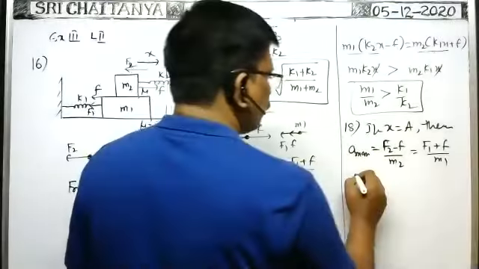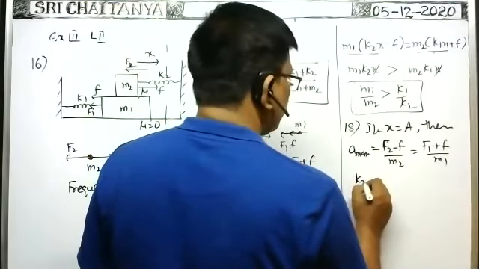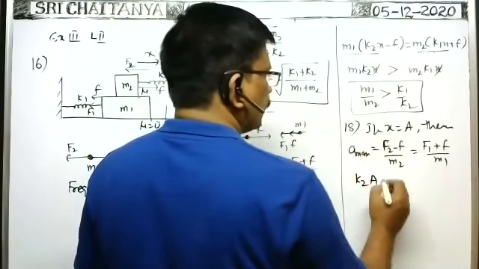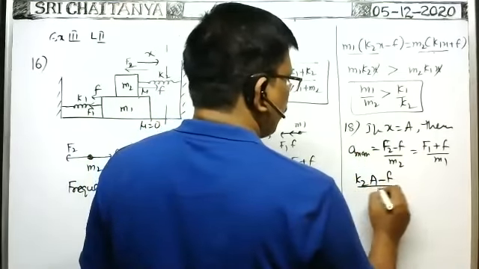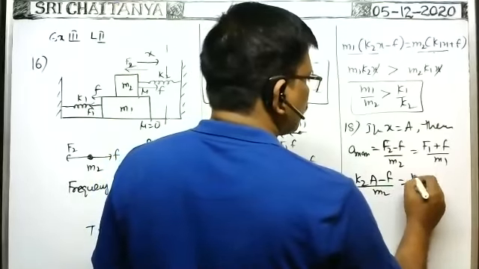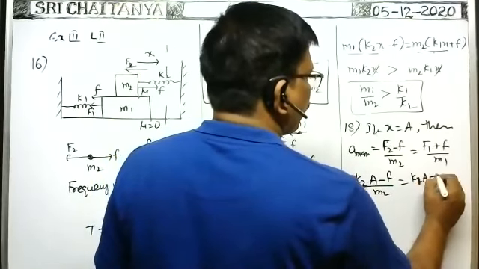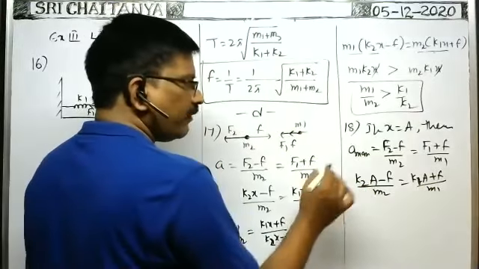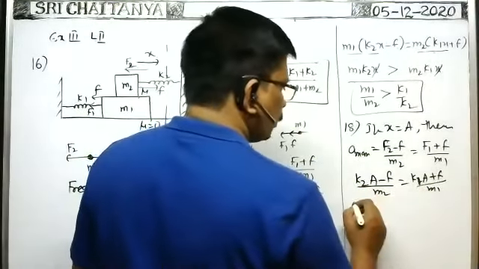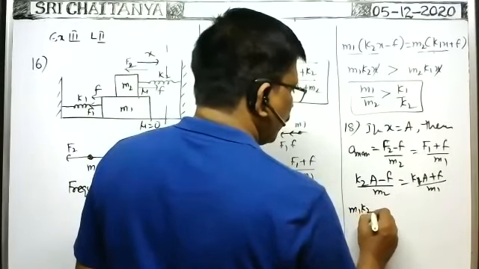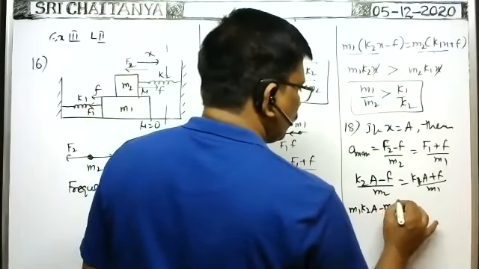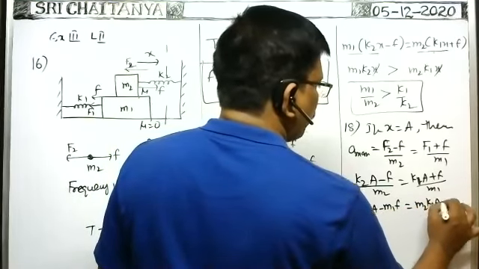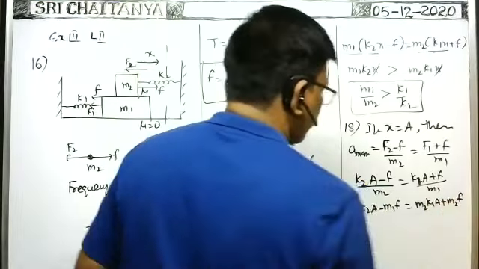What is F2? F2 means k2 into x. X means here A, because they asked the amplitude, minus friction force by m2, is equal to F1, which means k1 into A plus f by m1. Do cross multiplication because we have to find the capital A value. m1 k2 A minus m1 into f is equal to m2 into k1 into A plus m2 into small f.